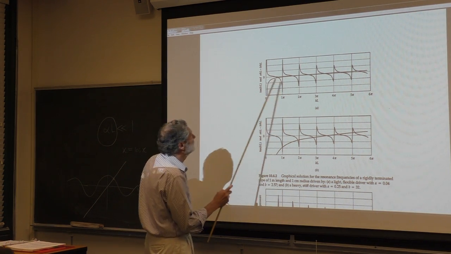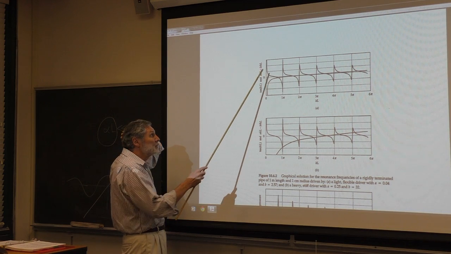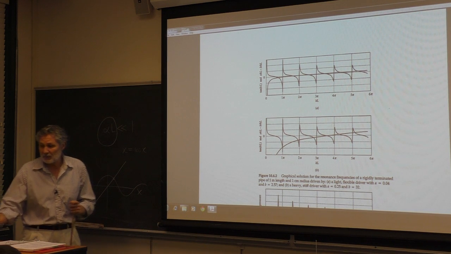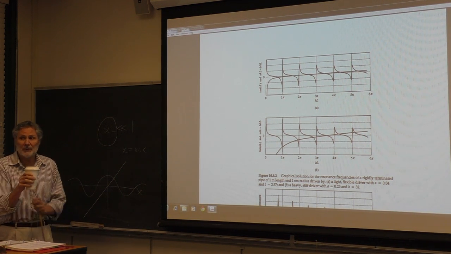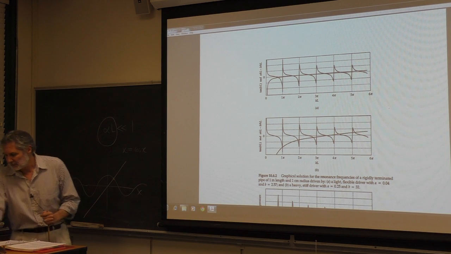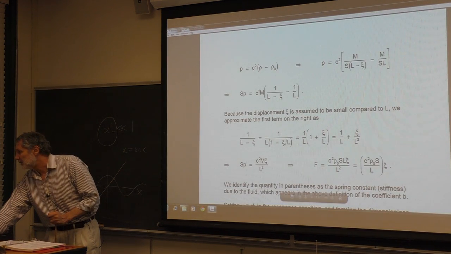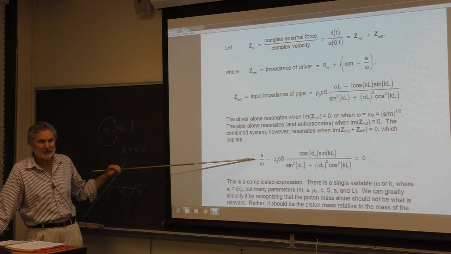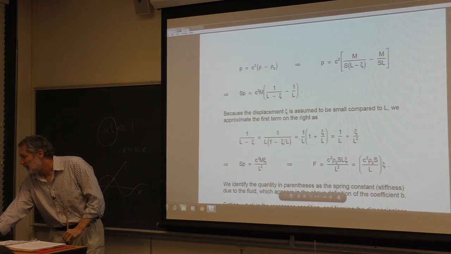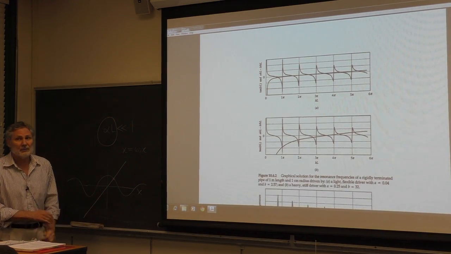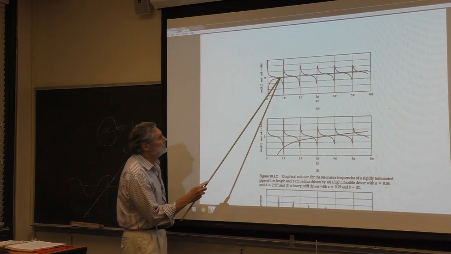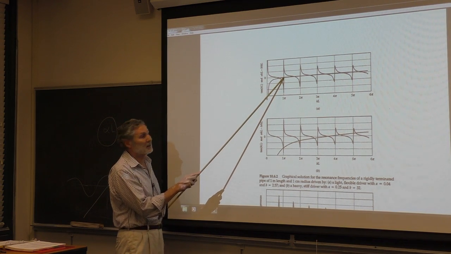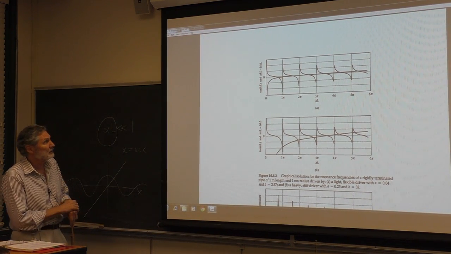Here's the driver function. Here's the pipe function. And now, what are the solutions? Remember, we're looking for resonances here. Going way back, this is the resonance condition, the reactance vanishing. That's what we're after here. So what do you see? We've seen something very similar yesterday. The intersection points here are going to correspond to resonances. This is going to be a normal type resonance. This is going to be an anti-resonance, just like we talked about yesterday.